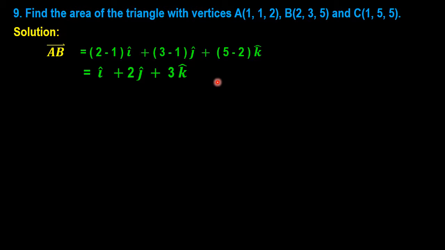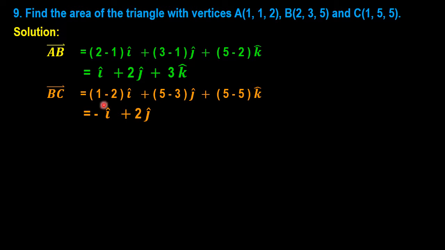Now similarly let me find BC vector. BC here is (1 minus 2) i plus (5 minus 3) j plus (5 minus 5) k. So the k component will be 0. BC vector equals minus i plus 2j. Now let us find the cross product of AB with BC.